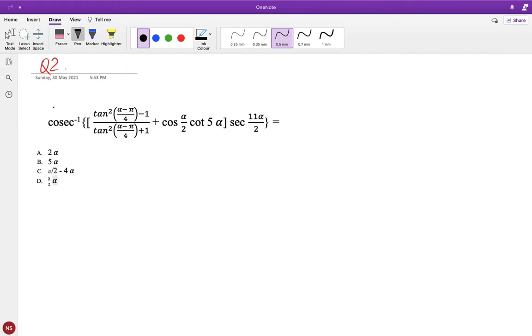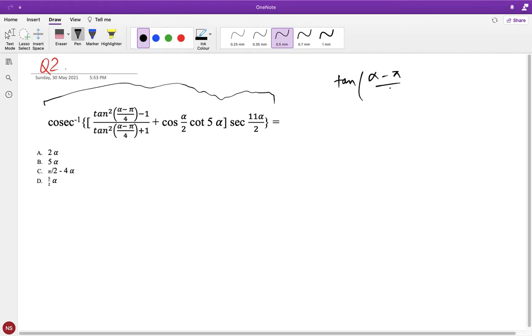If you look at this problem, this is such a huge equation, like some people might get scared by just looking at this, right? Like, what the hell is going on here? There's a cosecant inverse, there is tan square, then there is cos, then there is cot, then there is secant, and there is alpha and pi, and a whole lot of things happening in numerator and denominator. Honestly, it is scary. So let us try to do it one term at a time, and then you will realize this problem is not that difficult.